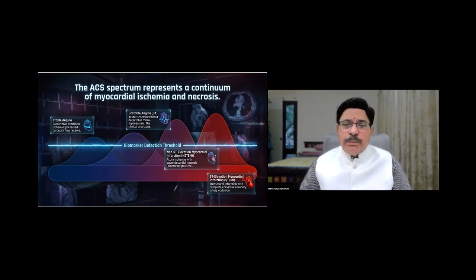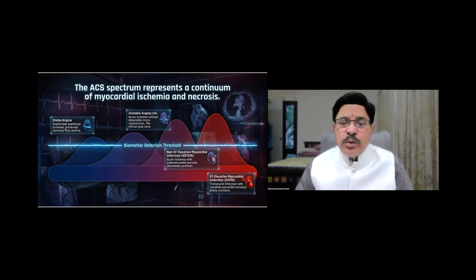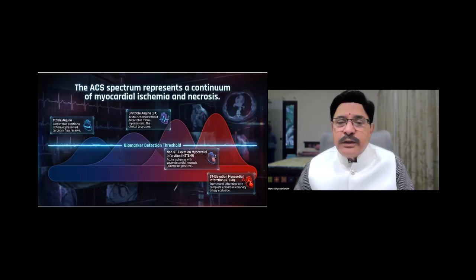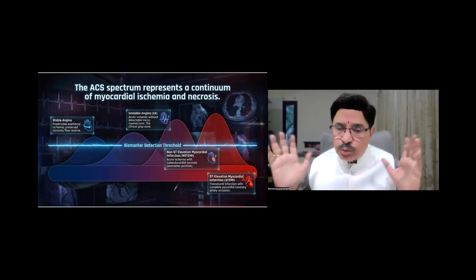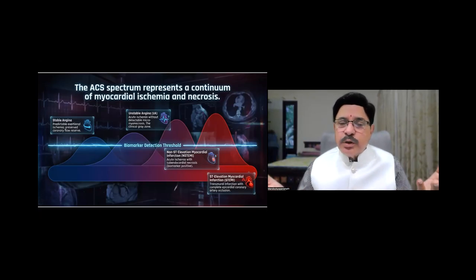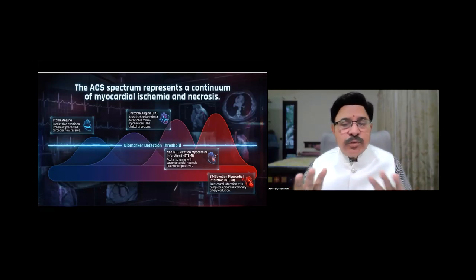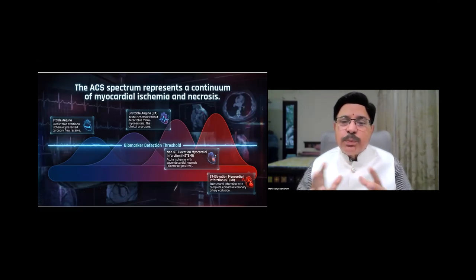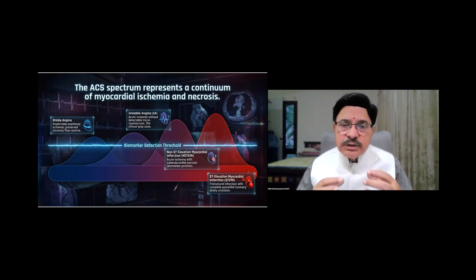You all know the backbone of understanding and evaluation of acute coronary syndromes is dash what? Is HS, high sensitivity troponin. Not the ordinary troponin, which you used to do earlier. Maybe in your hospital you may still do troponin. Forget about it. Ask the lab people to start doing high sensitivity troponin. This HS troponin has changed the scenario.